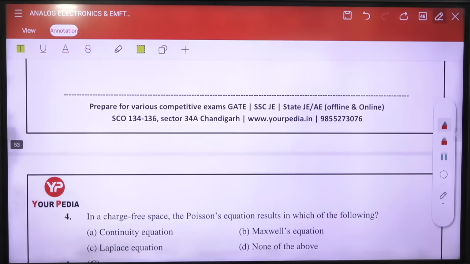Next, in charge-free space, the Poisson equation results in which of the following? That represents the Laplace equation. That is the result, the Laplace equation, right? Correct.